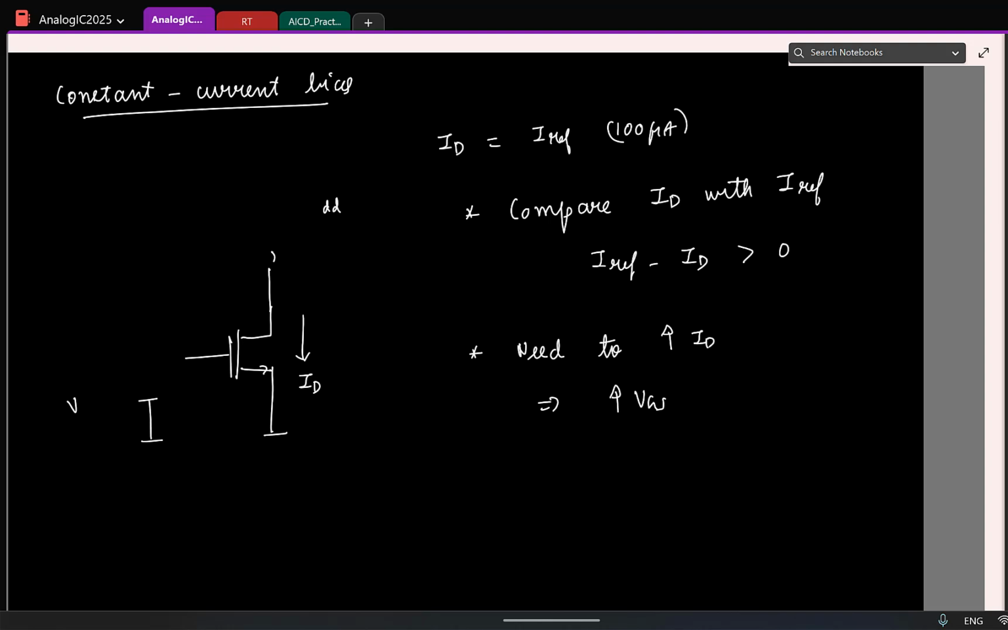Let me erase this. So let's say this is my gate voltage VG. I have, let us say, a reference current of 100 microamps. So what is the first step I have to do here? I have to compare the two, which means mathematically I should be generating this current. So let us say I have two current sources. I have to subtract the two current sources. What is the simplest way I can subtract?